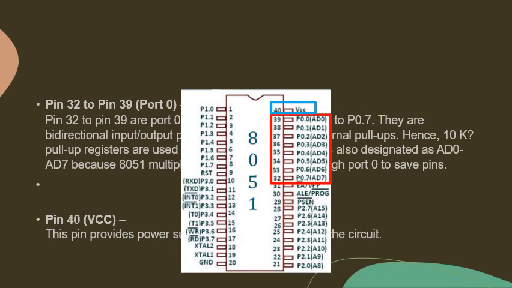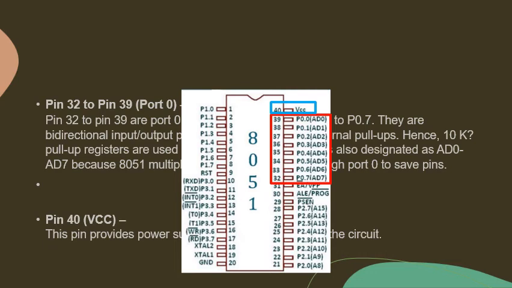Pin 32 to pin 39 are port 0 pins, also referred to as P0.0 to P0.7. They are bidirectional input-output pins. They do not have any internal pull-ups. Hence, 10 kilo ohm pull-up resistors are used as external pull-ups.